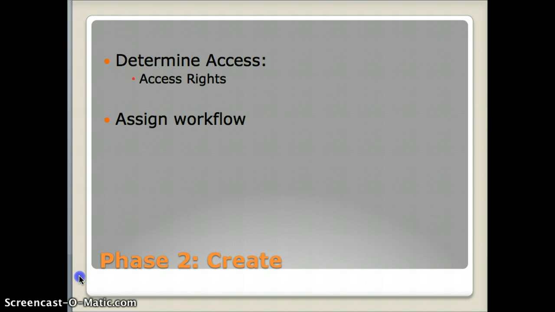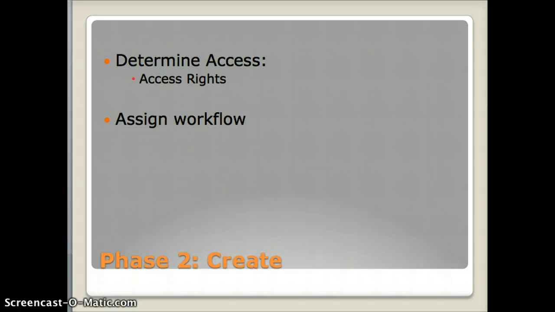The second phase is the create phase. So the first stage in that is to determine access or access rights. The purpose of that is to improve user experience so that users can find info with less effort, so that certain content is only visible to those who really need it.